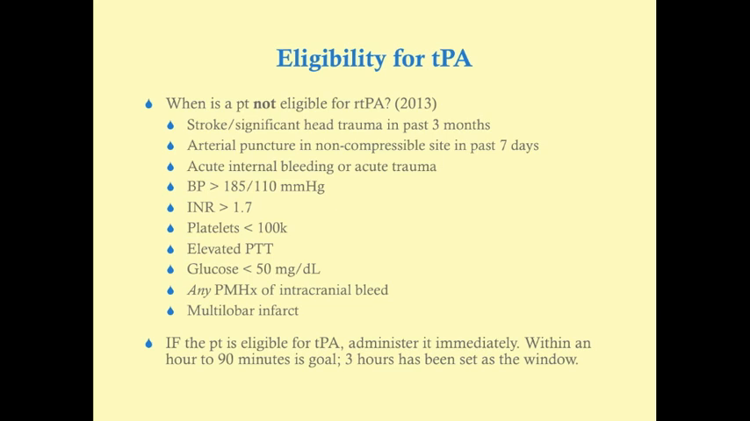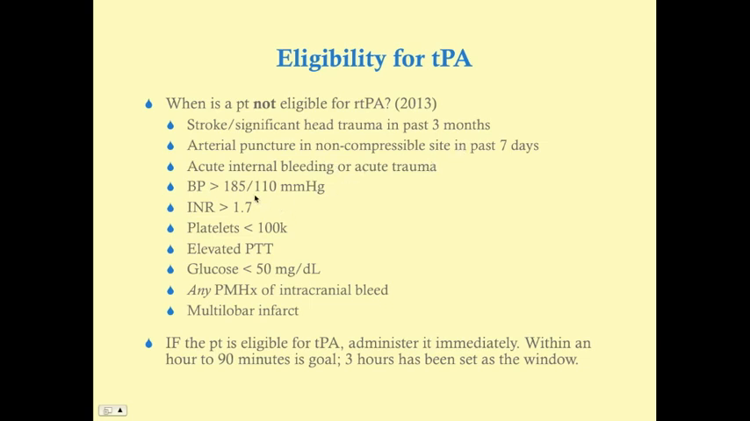And a lot of these are relatively obvious. So the ones to remember: if the patient has had a stroke or any kind of head trauma in the last 3 months, no TPA. If they've had an arterial puncture at a non-compressible site in the last 7 days, which is not common, then no TPA. And if they've got any kind of acute internal bleeding or trauma, then no TPA.